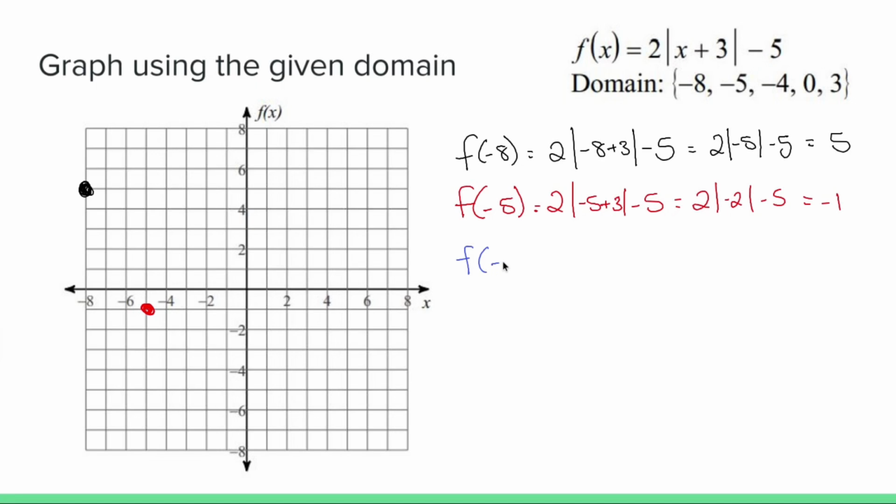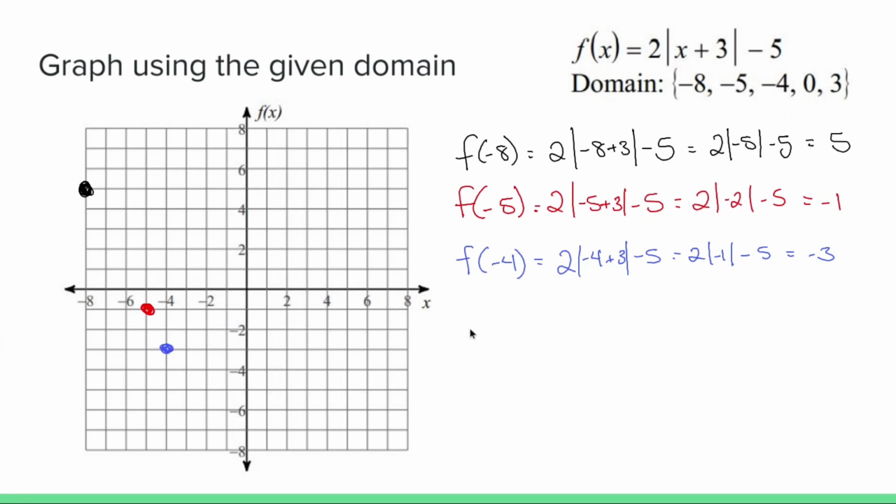F of negative 4 is going to be 2 times the absolute value of negative 4 plus 3 minus 5. The absolute value of negative 4 plus 3 is going to be the absolute value of negative 1. So the absolute value of negative 1 is positive 1. 2 times 1 is 2, and 2 minus 5 is negative 3. So that gets us the point negative 4, negative 3.